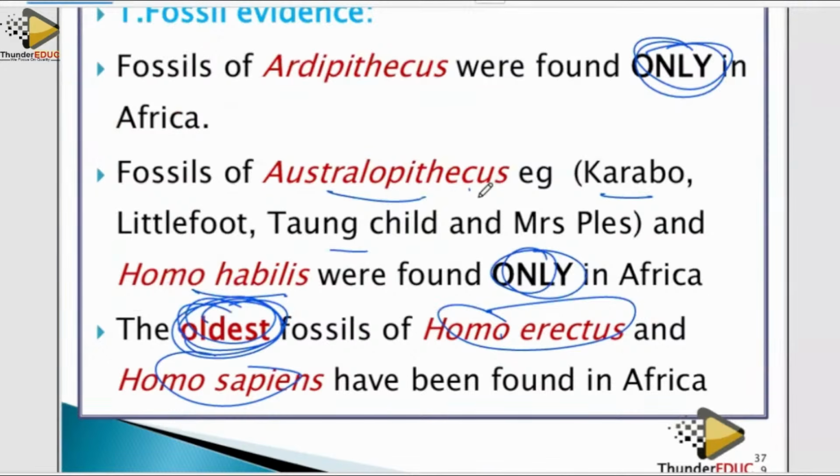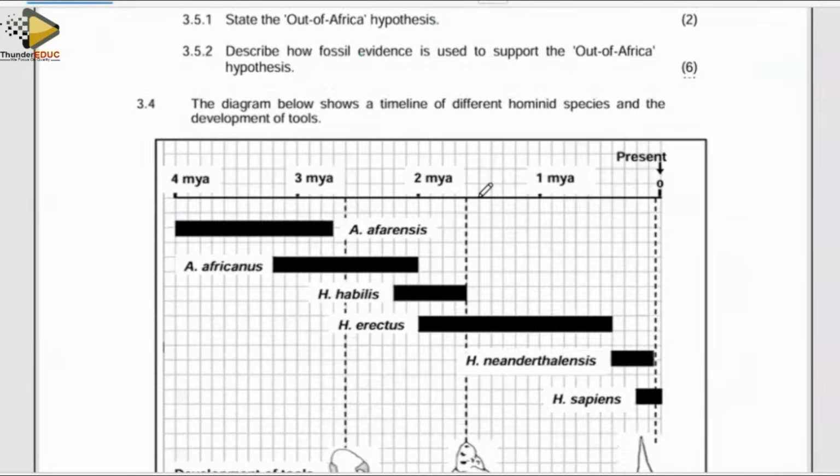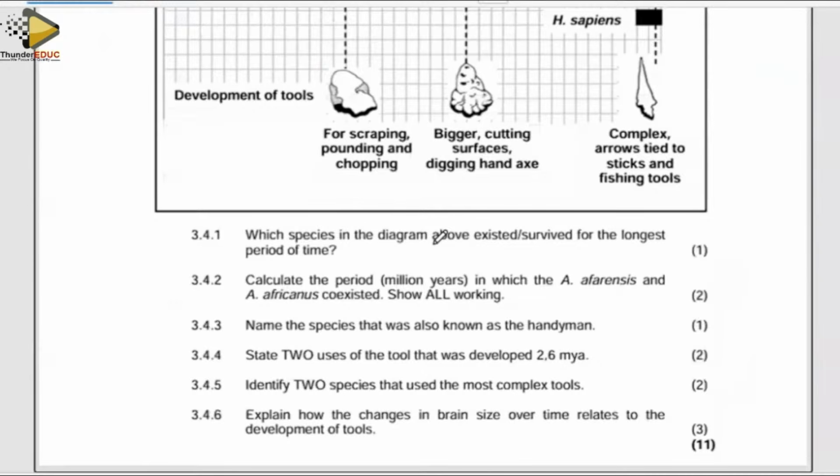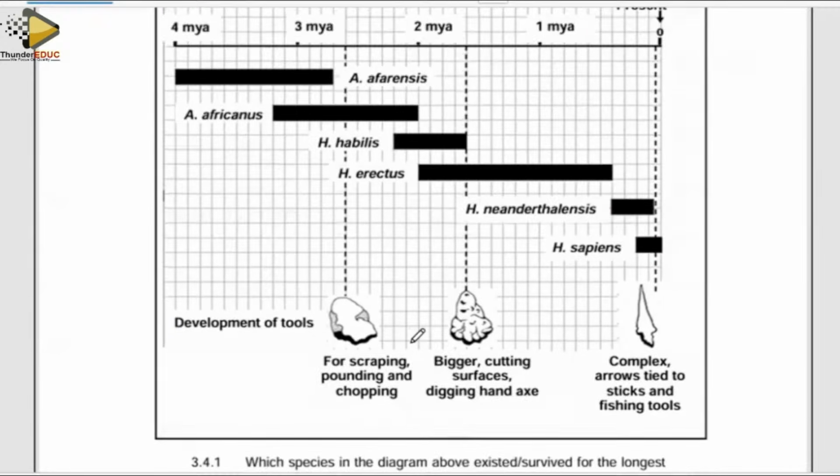Then the next question, they're saying that the table below shows the timeline of different hominid species and the development of tools. So they're asking you which species in the diagram above existed or survived for the longest period of time. If you look at this, we shall see that it is Homo erectus which survived for the longest, because this shows the time it existed.